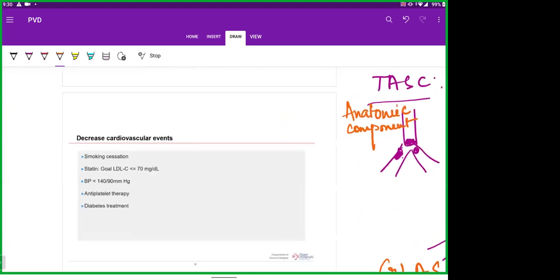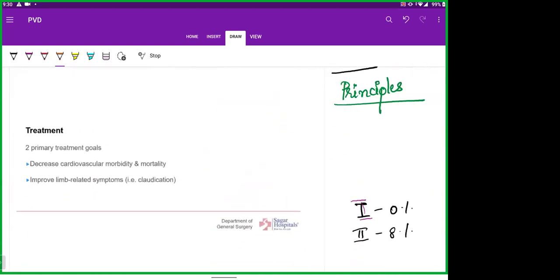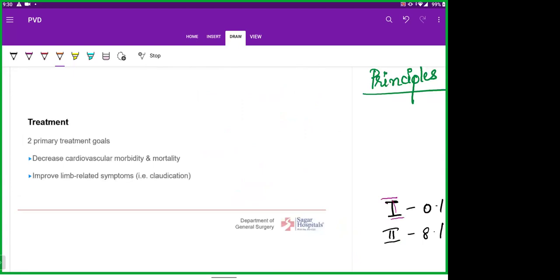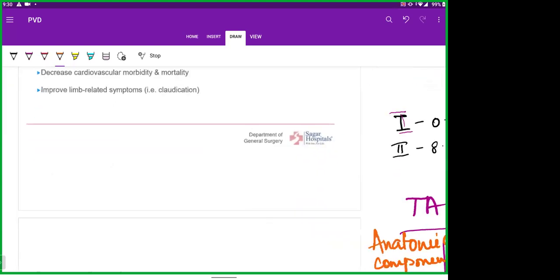So, moving on to the treatment part, one thing that we all need to understand is that peripheral arterial disease does not just confine itself to the extremities. The disease is systemic, and there is a very high chance that this patient can have a myocardial infarction and also a cerebrovascular accident. So what we need to do is first decrease the cardiovascular morbidity and mortality, and then improve the limb related symptoms.